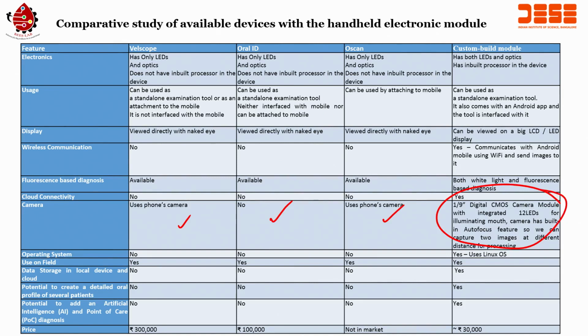Here there is no camera, they use the phone's camera, while we are using a 1/9 inch display CMOS camera module with integrated 12 LEDs for illuminating the mouth. The camera has inbuilt autofocus features, so we can capture 2 images at different distances for processing. That is an advantage over the existing module. When you talk about operating system, none of these have one, and we are using the Linux operating system.